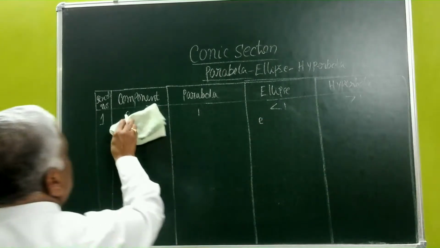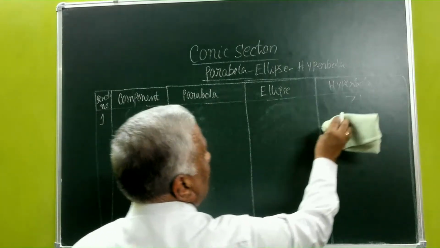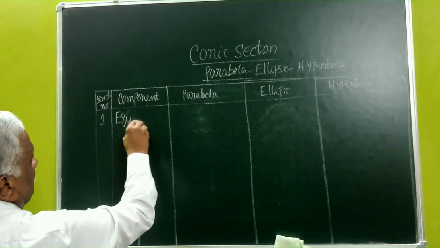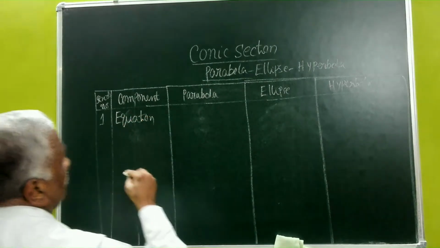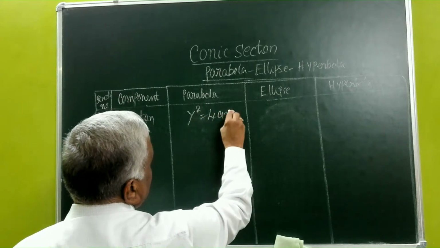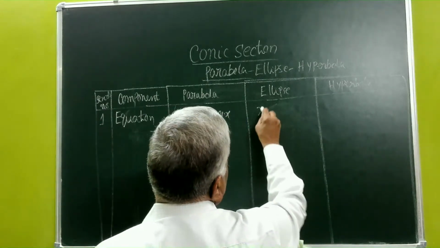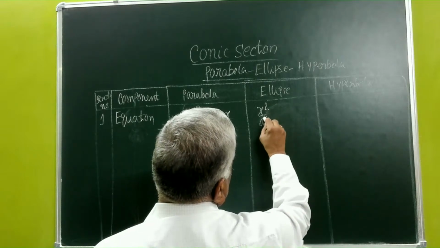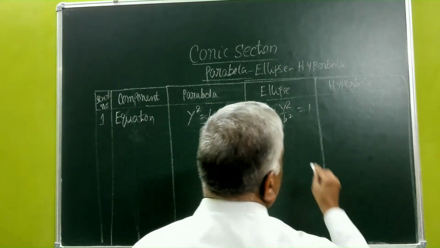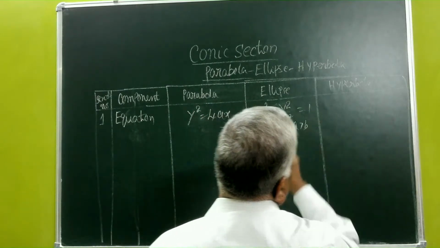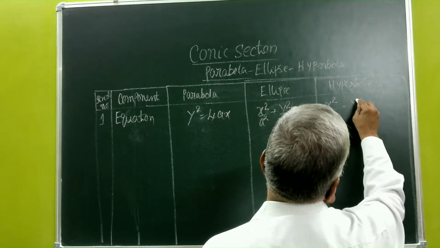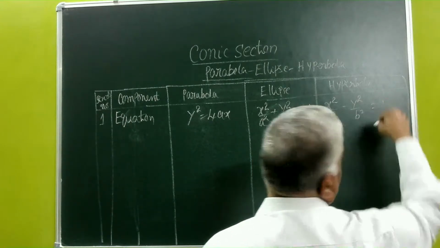We'll do one thing, we'll first write the equation, then we'll go for it. Equation first. For the parabola, y square equals 4ax. For the ellipse, x square by a square plus y square by b square equals 1, with a greater than b. For the hyperbola, x square by a square minus y square by b square equals 1.